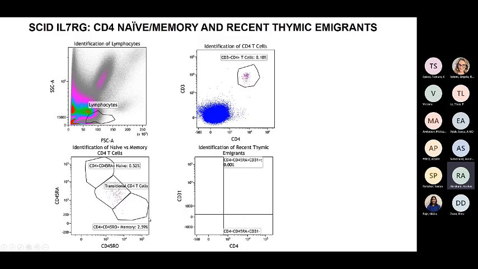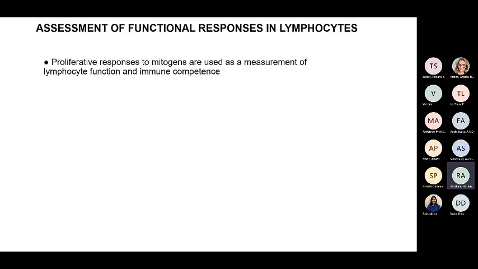So you really don't have much naive memory. You've got a few odd cells sitting here with a so-called transitional phenotype, but no recent thymic emigrants of any kind. So, this is a SCID or a severe T cell deficiency.